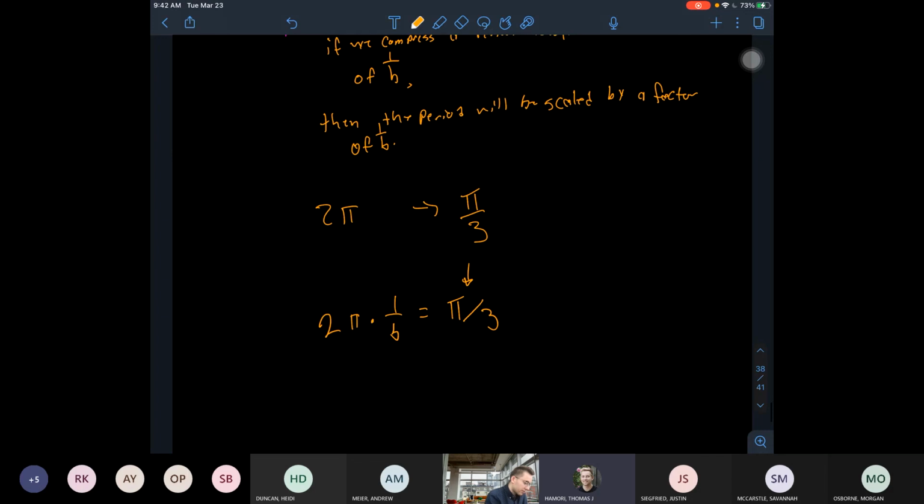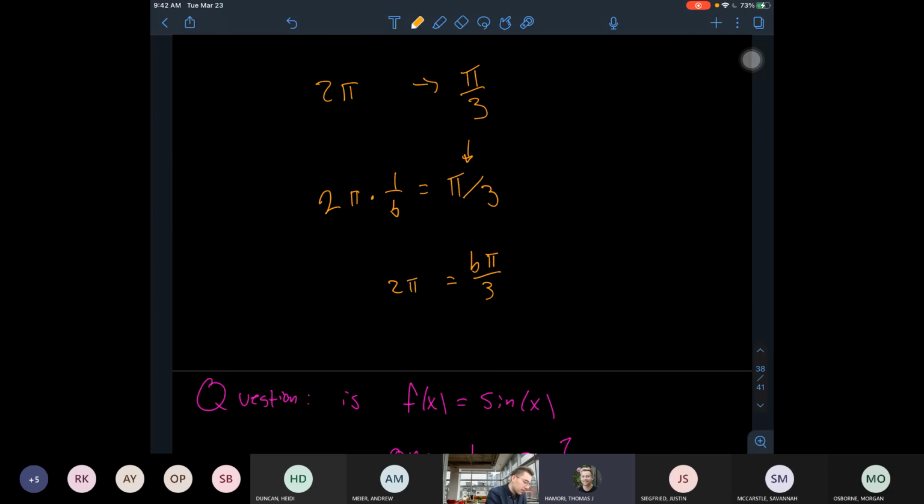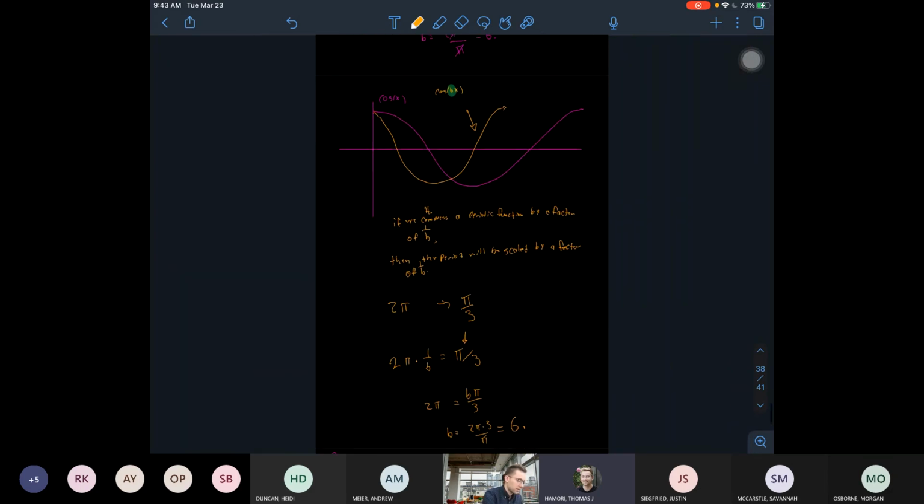Okay, and then if I just solve this, I get B times pi over 3 should be equal to 2 pi, and then I multiply by 3 over pi, so we get B is equal to 2 pi times 3 divided by pi, therefore B is equal to 6. Okay, that was a struggle. But that's another way you could think about it.